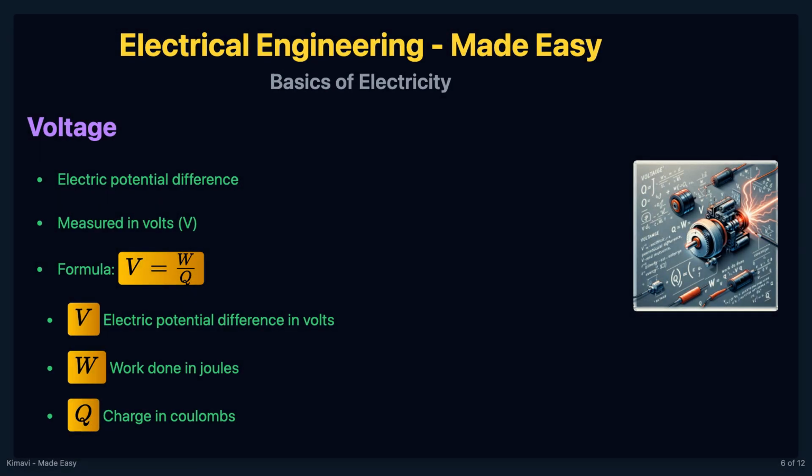Voltage, also known as electric potential difference, is the energy per unit charge. It is the force that pushes electric charges through a conductor. Voltage is measured in volts. The formula for voltage is V equals W divided by Q, where V is the voltage in volts, W is the work done or energy in joules, and Q is the charge in coulombs.